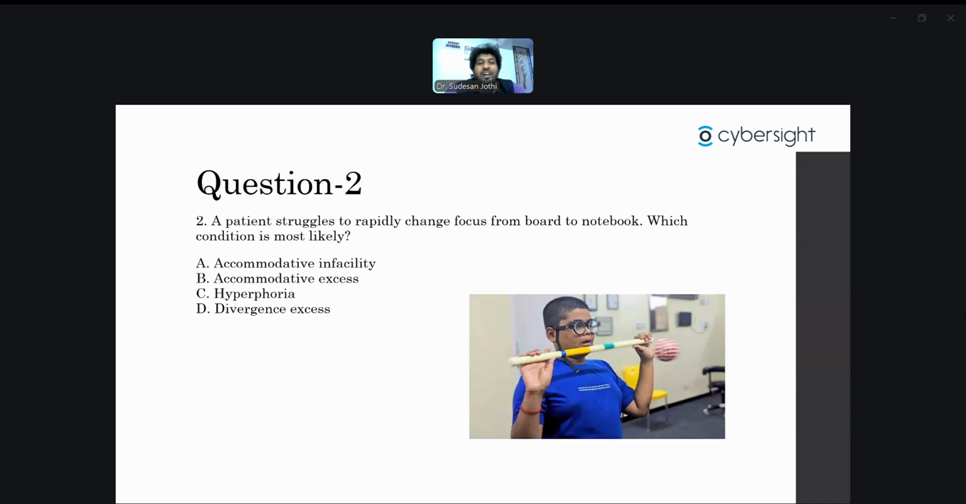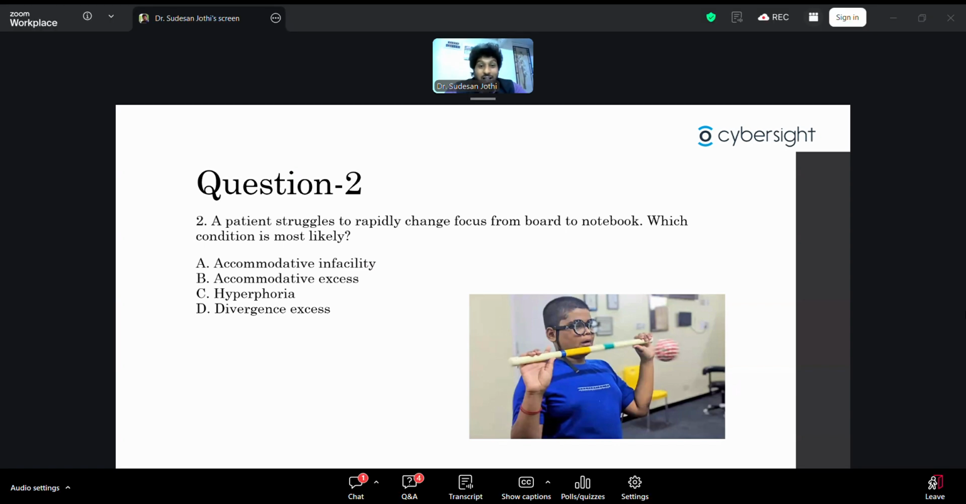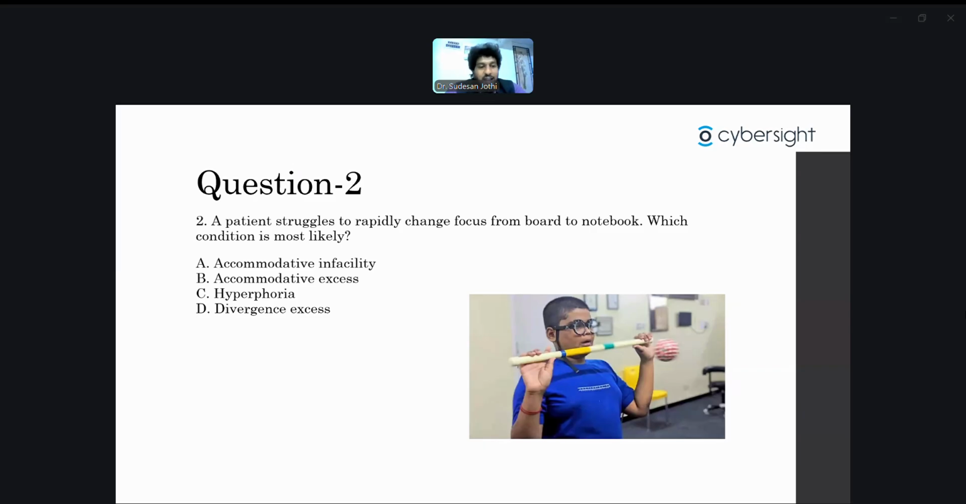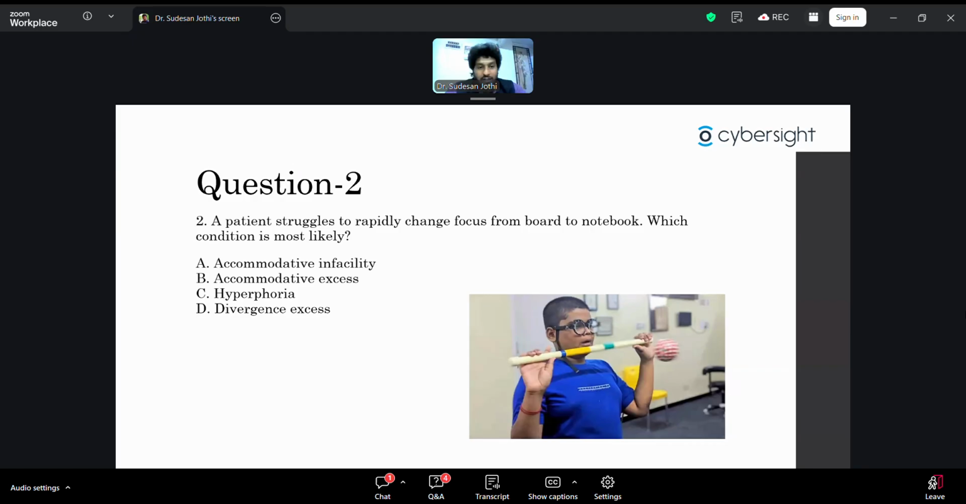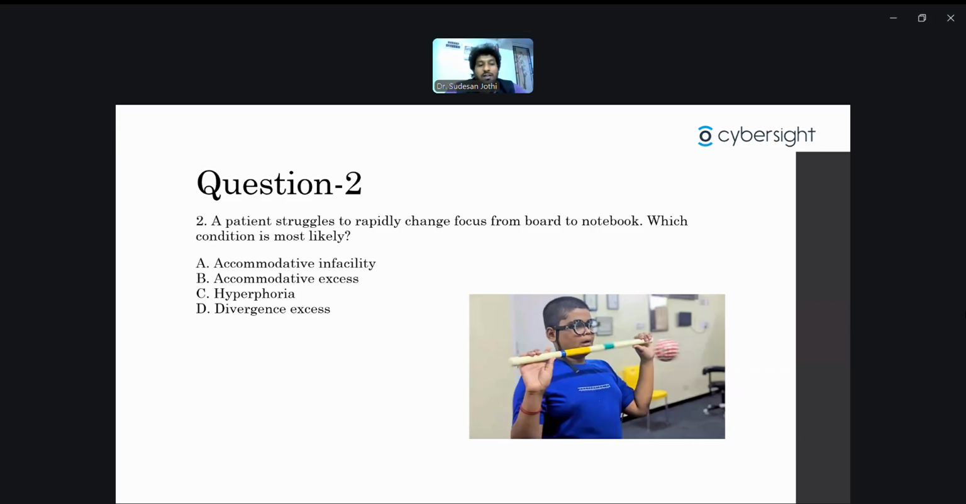That's fine, that's perfect. Most of them have answered correctly, 76%. Yes, the answer is accommodative infacility. This represents accommodative infacility, where the problem is the flexibility of focusing rather than the strength of focusing.